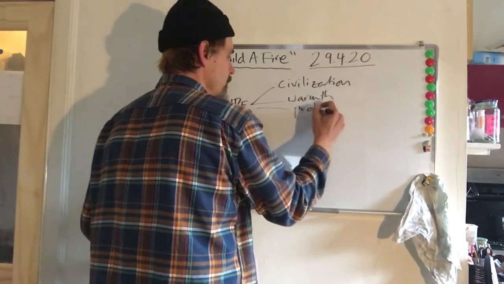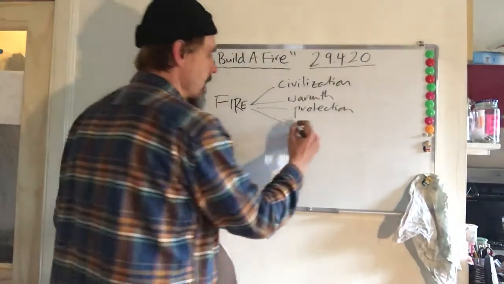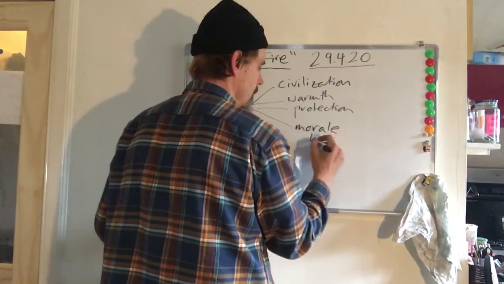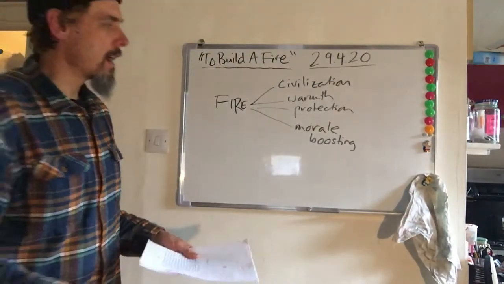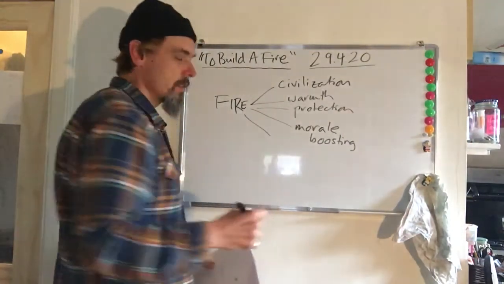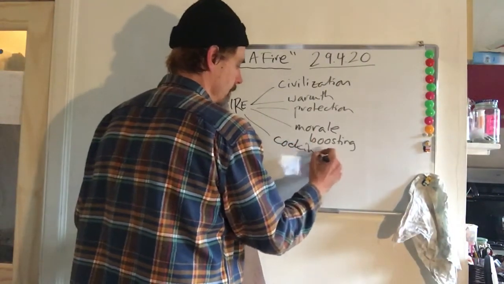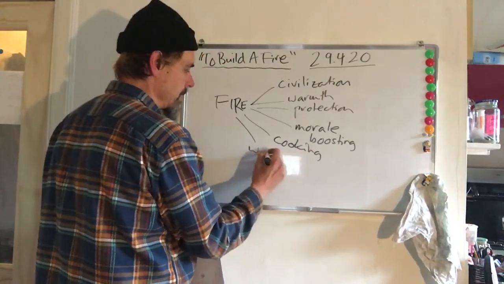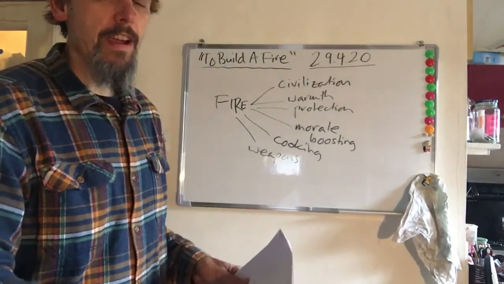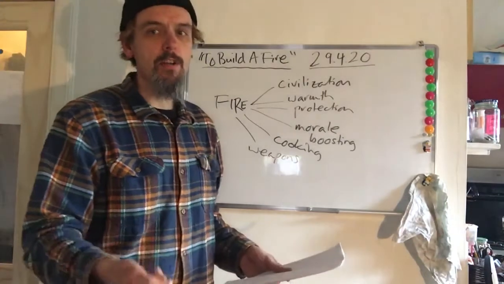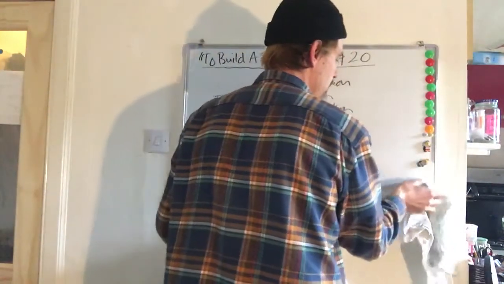Warmth, protection, morale boosting. Like, it picks up your mood, it picks up your morale when things are looking like they're not going very well. So a fire can do all these different things. Cooking, it helps with weapons. So for example, you can harden wood in fire to make arrow tips or spear tips stronger by putting them into fire. So there's all these different things that we get from fire as a species.